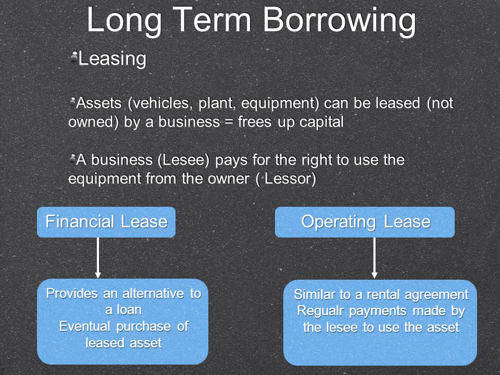There are two types. The operating lease, which is simple to manage. It's similar to a rental agreement, where the business will pay regular payments to the lessor. So the lessee being the business, the lessee will pay regular payments to the lessor, which is the owner of the equipment. And the payment will meet the cost of using those pieces of equipment, be they a plant, equipment, or vehicles.